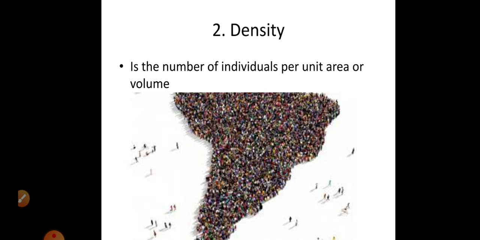The second property is the density. It means the number of individuals per unit area or volume. For example, if you have 100 humans or any kind of organisms found in 1 square kilometer, this is the density of the population.